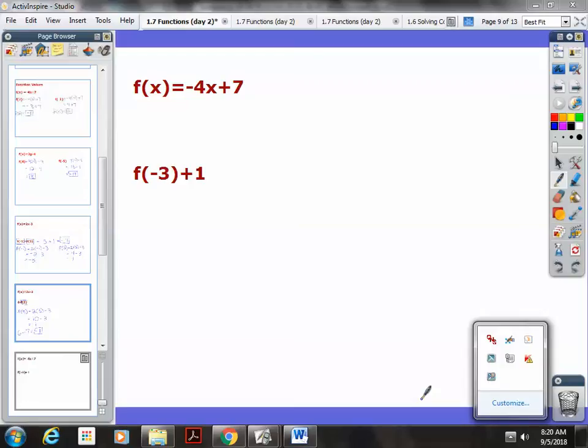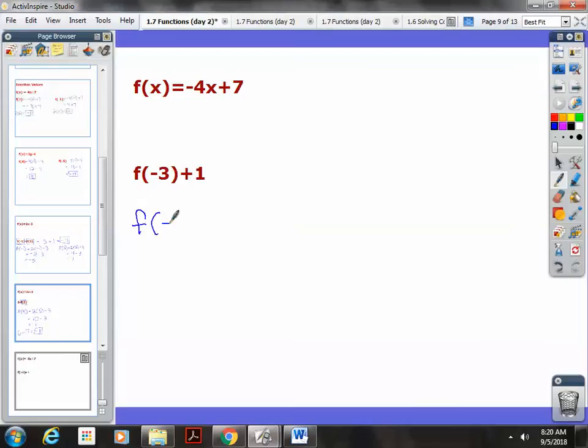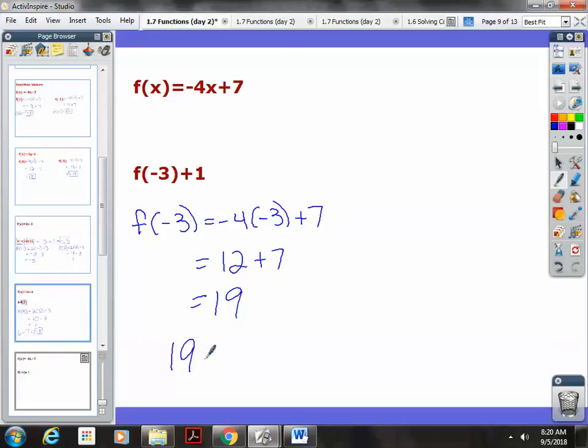So f of negative 3 is going to be negative 4 times negative 3 plus 7. So 12 plus 7 is 19. Is that my answer? No, we need to add what? And 19 plus 1 is 20. 20 is the correct answer. Good job, guys. Okay, these next ones are a little bit different.